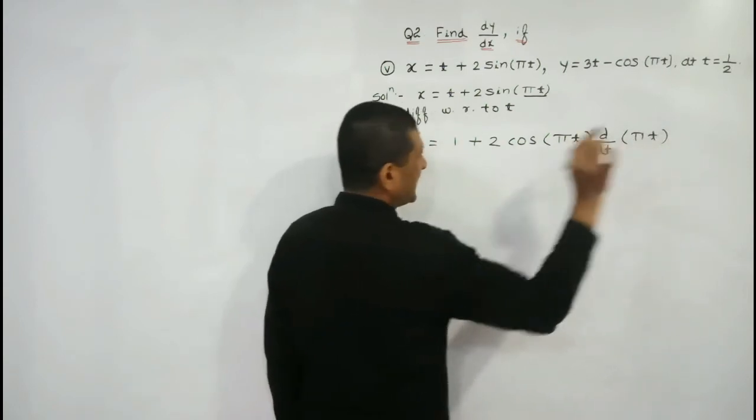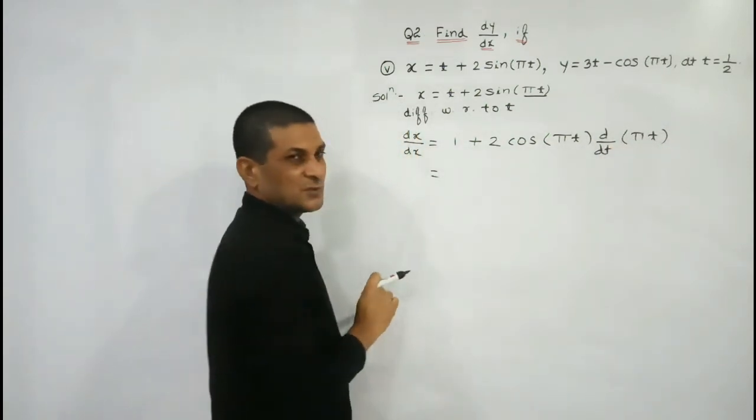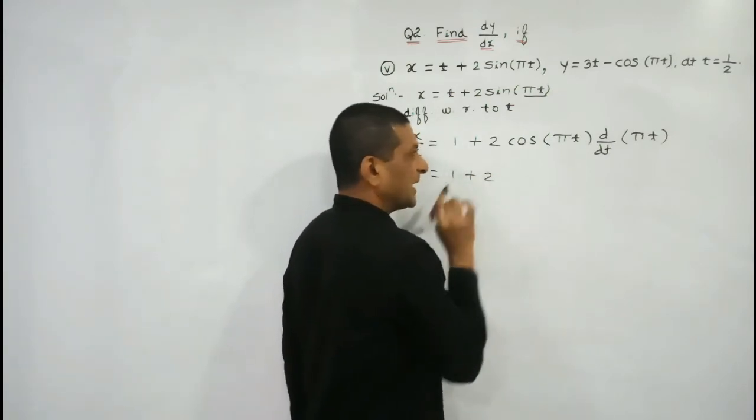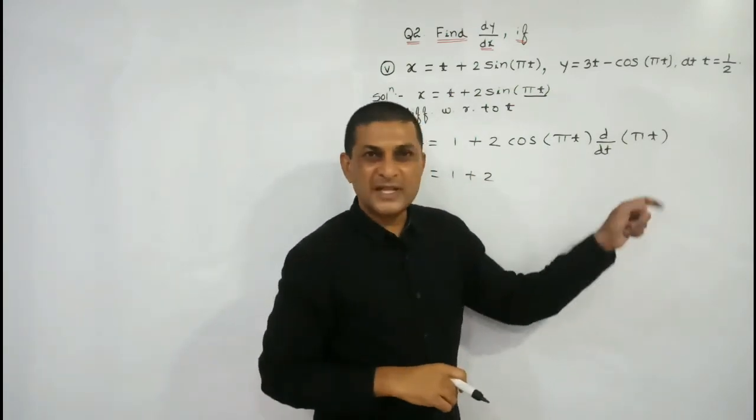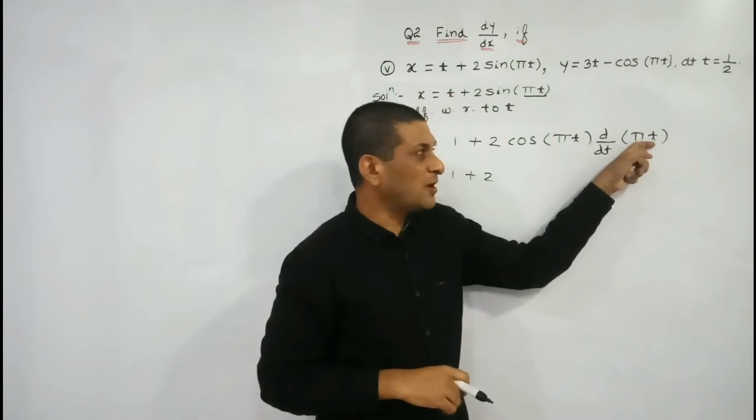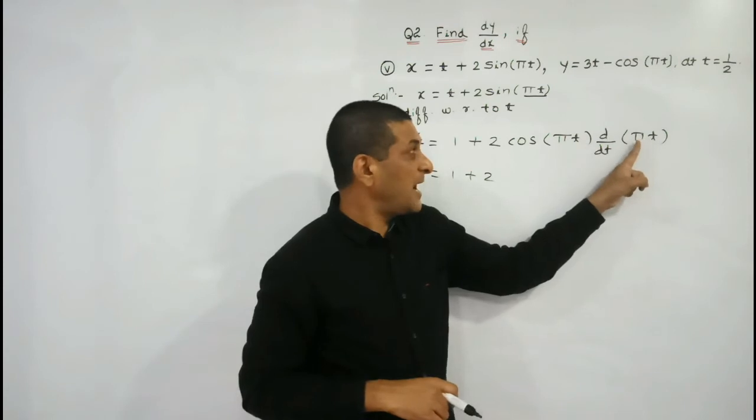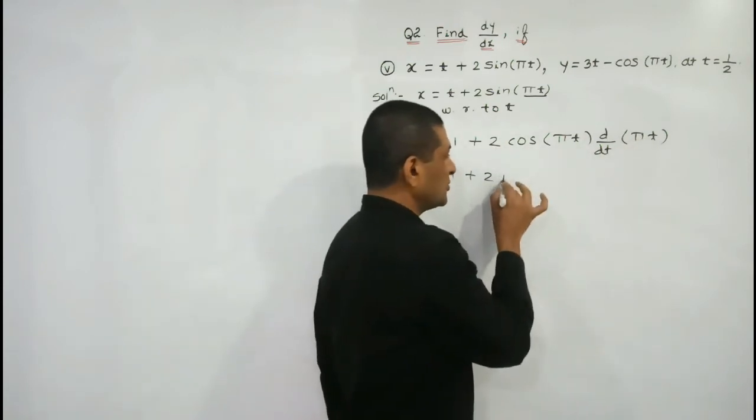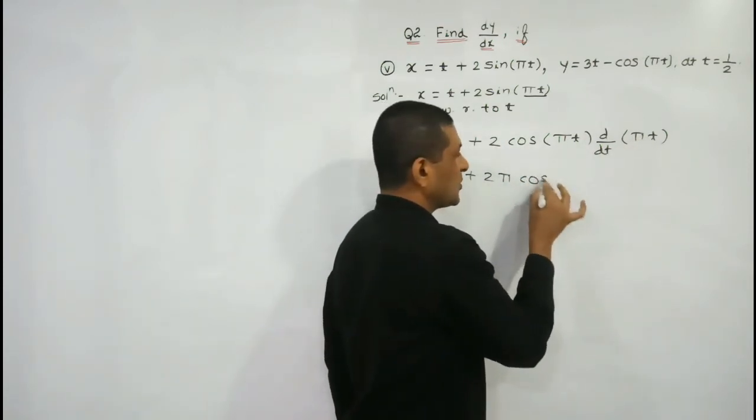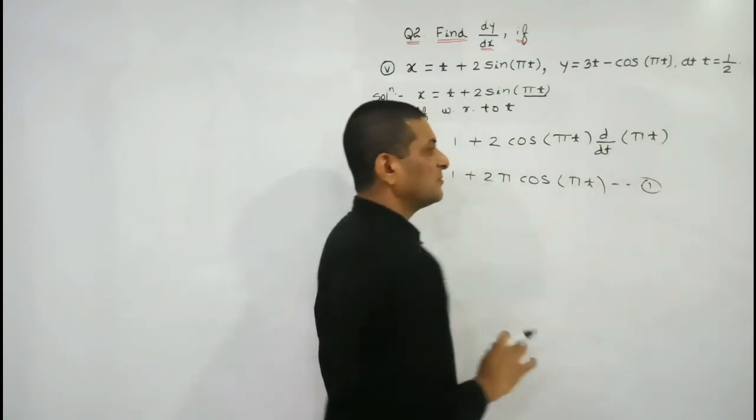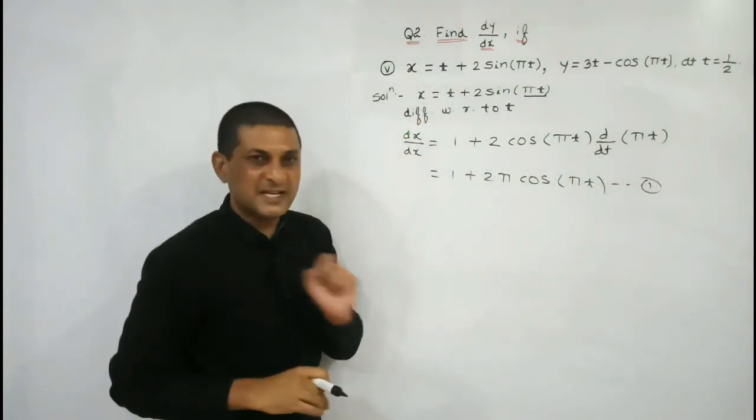f of x is pi t here, which equals, now again let us simplify, to 1 plus 2, keep it as it is. Here easily we can observe that the derivative of pi t will be equal to pi, because the derivative of t is 1 and 1 into pi is pi, and pi into 2 will be equal to 2 pi, and keep this term cos pi t as it is. Let us denote it by equation number 1, which is nothing but the value of dx by dt.